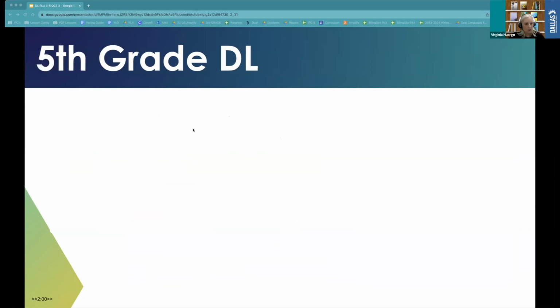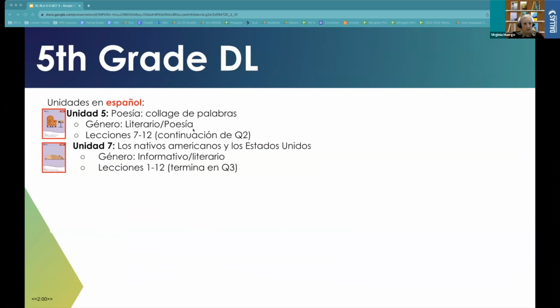Now we're going to go to 5th grade. In 5th grade, then we will start with unit 5, poesía, collage de palabras, and also género literario y poesía, and the lessons are 7 through 12. And in unit 7, los nativos americanos y los Estados Unidos, genre, informational and literary, and you will have lessons 1 through 12, finishing in quarter 3.